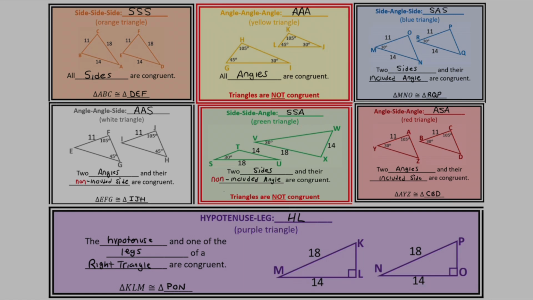So we've explored why some sets of information force a unique triangle, while others leave room for variation. Side-side-side, side-angle-side, angle-side-angle, angle-angle-side, and hypotenuse-leg always work. Angle-angle-angle and side-side-angle do not guarantee congruence. Triangle congruence isn't just about memorizing the theorems. It's about understanding why they work. Next time you see a triangle problem, think about what information you have and whether it's enough to guarantee a unique shape.